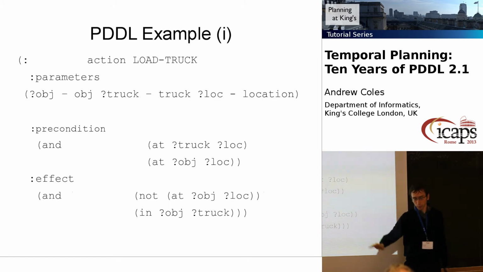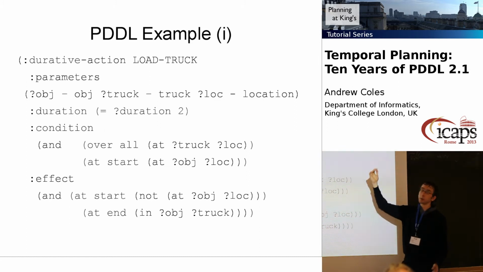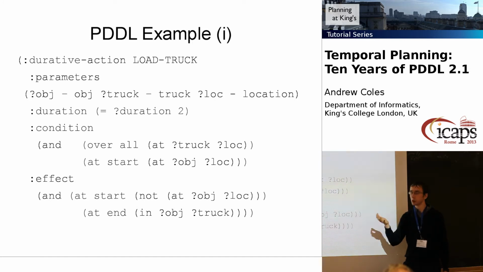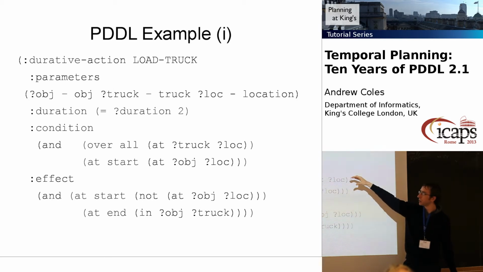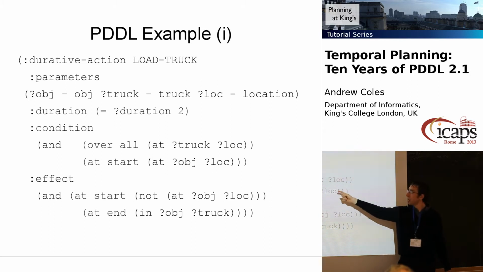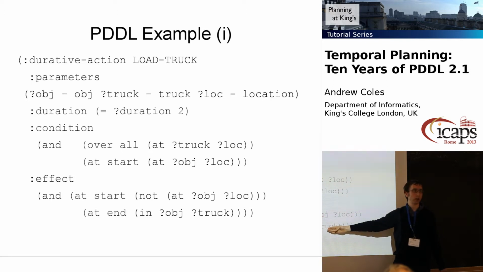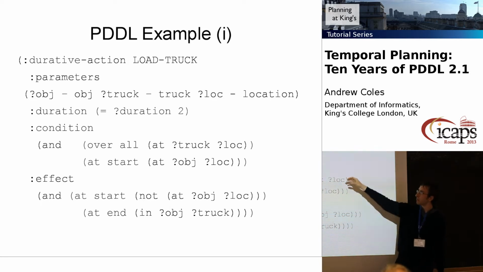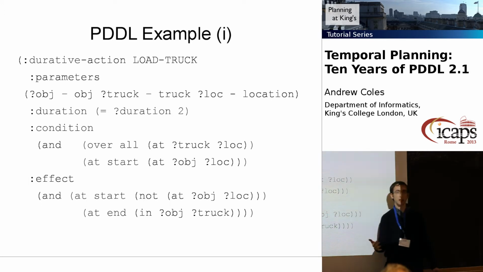So that's non-temporal. If I fill in the gaps, this becomes a temporal action. So it's essentially the same fundamental structure, but we're now labelling it with these temporal annotations. So over all this action, we require the truck to be at the location. And at the start, we require the object to be at the location. Why is it only at the start? Well, immediately, we say that object is not at the location anymore. And it's not actually until the end of the action that the object is in the truck. So these two points, when the object leaves the location and arrives in the truck, they're separated by the duration of the action, which in this case is 2 seconds.